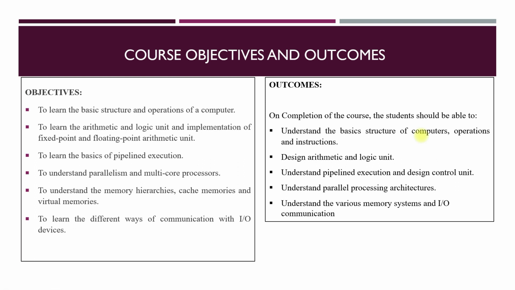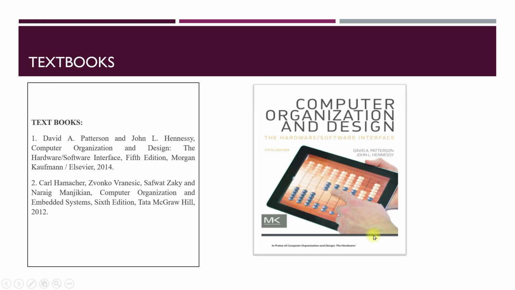You will be able to design an arithmetic logic unit. You will be able to understand the pipelining in a better way, and you will be able to solve the different issues that are related to pipelining. And then you will be able to understand parallelism in a better way, and you will be able to design the computer architecture in such a way that parallelism is achieved, and the performance of the computer is increased to a greater way. And at last you will be able to study about the various memory systems, and you will be able to use the memory systems efficiently. So these are the objectives and outcomes of this particular course.